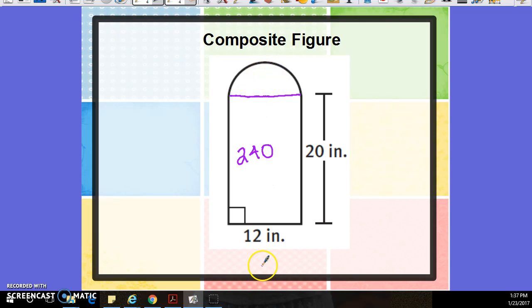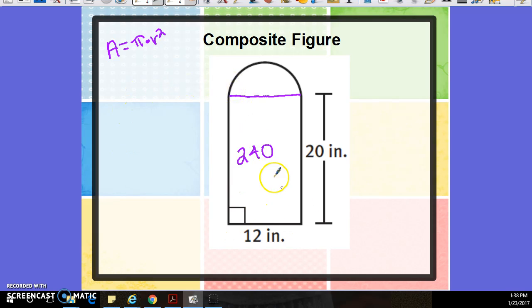Now, how are we going to find this? What is that? It is half of a circle. Can we find the area of half of a circle? No. Can we find the area of a circle? Yes. What is area equal to? Area is equal to pi times r squared. Do we have the radius? Do we have the diameter? What is the diameter? 12 inches.